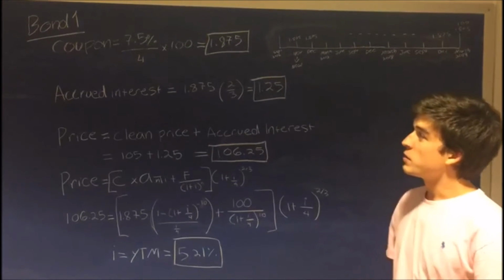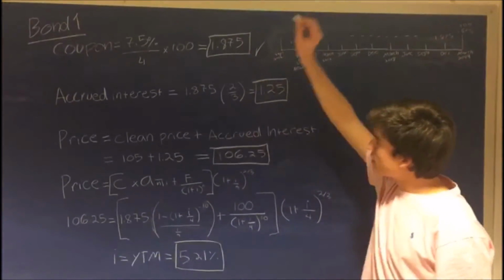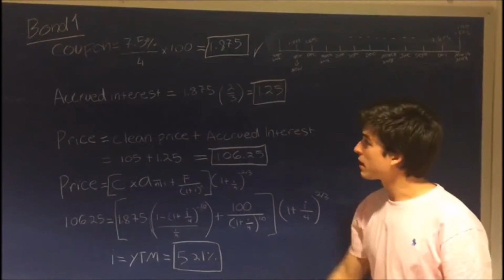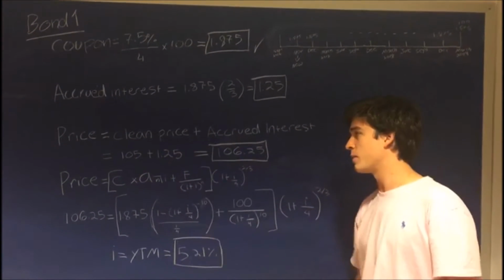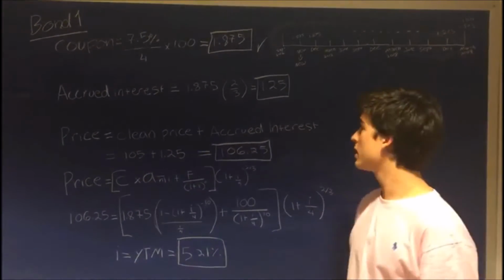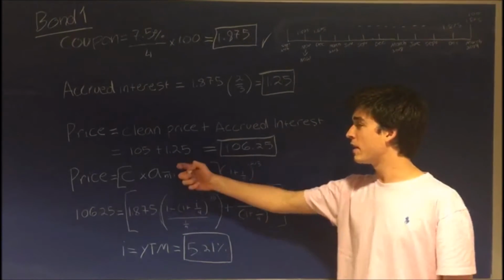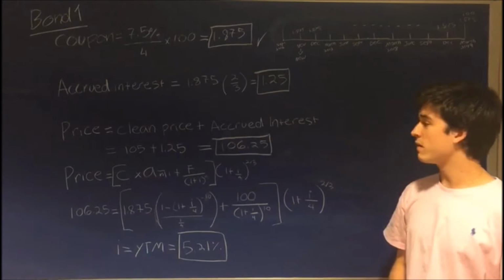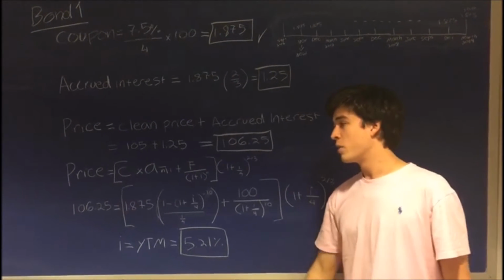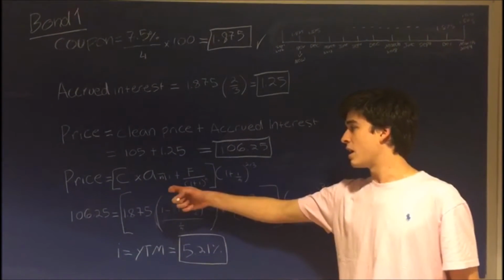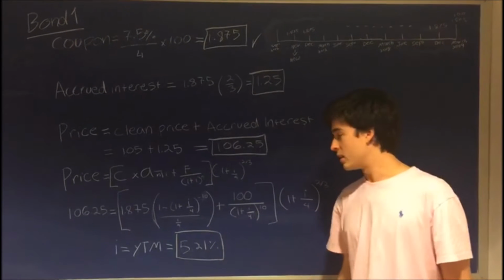For the first bond, we first need to get the coupon amount, that is 1.875, then the accrued interest, that is 1.25, then the price, where the formula is clean price plus accrued interest, and it is 105 plus 1.25, and the answer is 106.25. Then with the formula of price, we can get the YTM, that at the end is 5.21%.